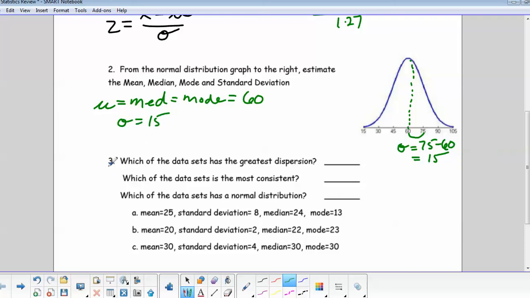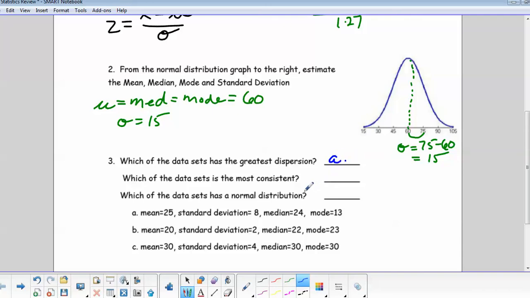Alright, 3 has actually 3 questions to it, so let's take a look. Which of the data sets has the greatest dispersion? That would happen if the data is spread out, and the data is spread out when your standard deviation is large, so that there is a large space between 45 and 60. It could be even larger if the standard deviation was, for example, 20, and then you would be going back 20 each time. So we're looking for the largest standard deviation. So that would be A.